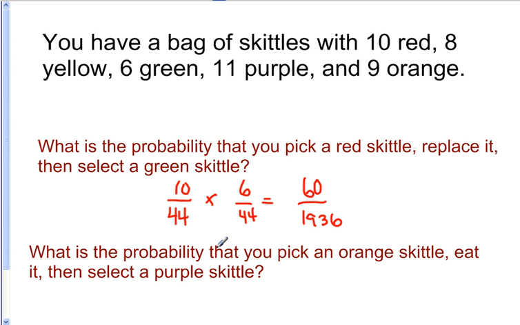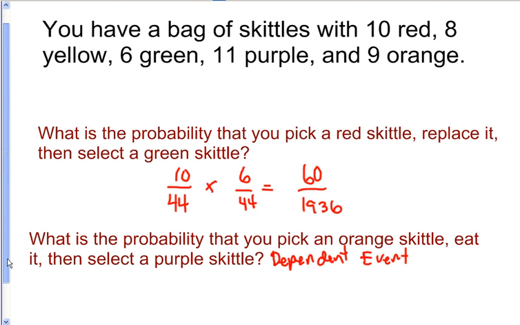So the next question is, what's the probability you pick an orange Skittle, eat it, and then select a purple Skittle? So this would be a dependent event because the first draw affects the second one because you eat that Skittle. So now there are less Skittles left in the bag to choose from. So this would be considered a dependent event.